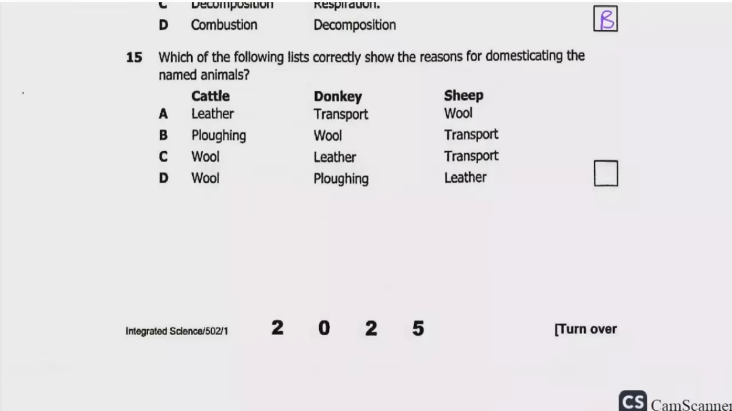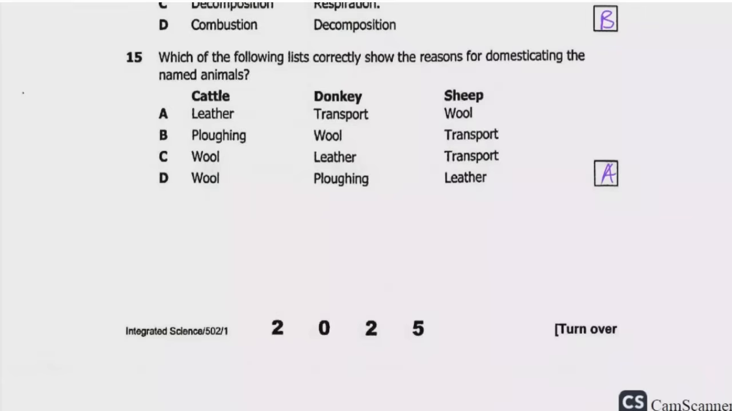B, plowing, yes, we use cattle to plow, but donkey not for wool. So that means the answer is wrong, B, just because it says donkey for wool and sheep for transport. We don't use sheep for transport. When we look at C and D, the options are saying we use cattle for wool, that is not correct. So the correct answer is A.